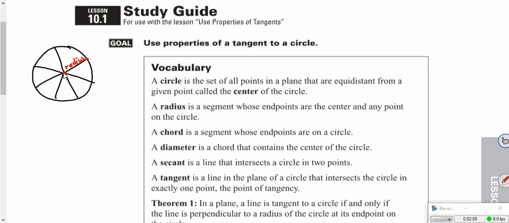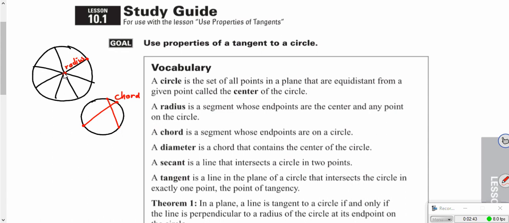That's our radius. A chord. Now, a chord is a segment whose endpoints are on a circle. So a chord, let me draw a new circle here. A chord has both endpoints on the circle. So this is a chord. Now notice a chord can be anywhere in a circle. It could be there, it could be there, it doesn't matter, it just has to have its endpoints on the circle itself.